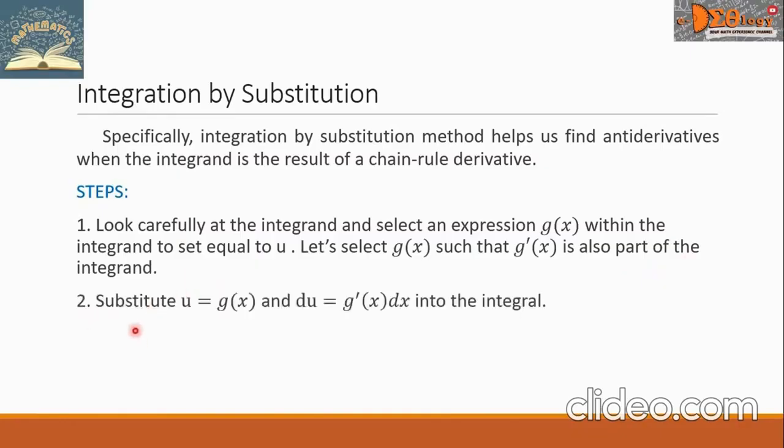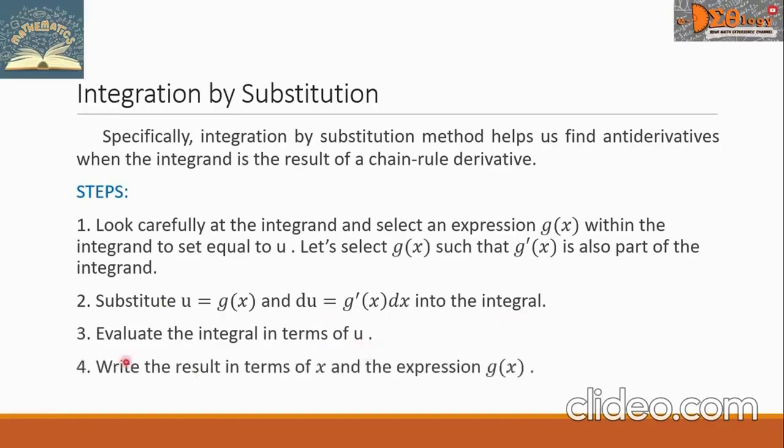Step 2. Substitute u equals g of x and du equals g prime of x dx into the integral. Step 3. Evaluate the integral in terms of u. Step 4. Write the result in terms of x and the expression g of x.